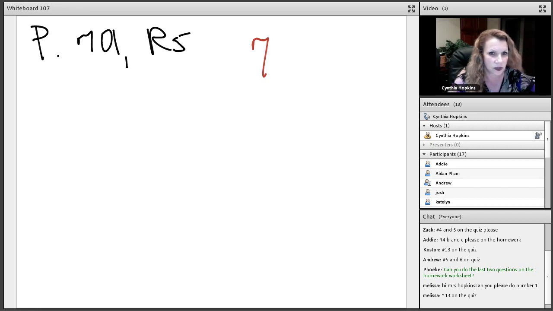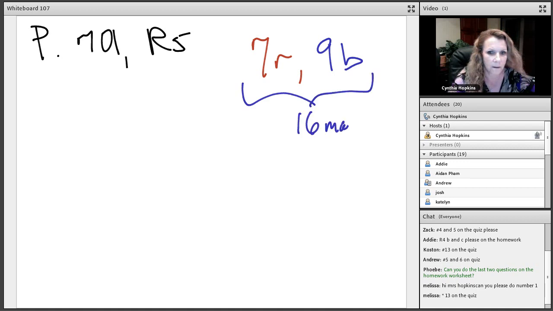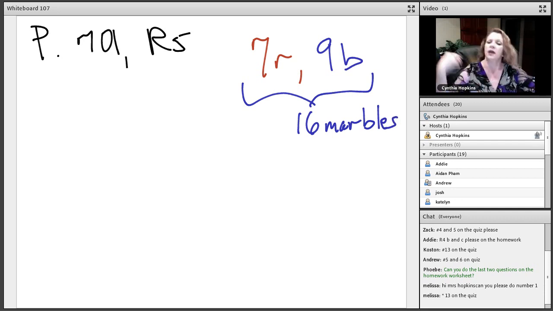7 red marbles, 7 red, and 9 blue. Use some color coding, 9 blue. And that is a total of 16 marbles. So we know the total, and we know specifically that there are 7 red, 9 blue.